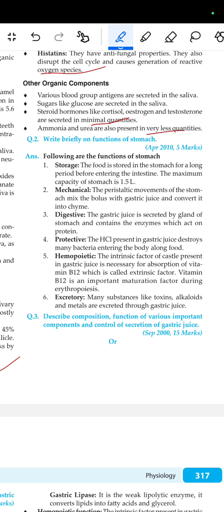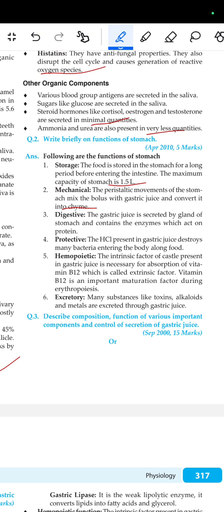Write briefly on the functions of the stomach. The following are the functions of the stomach. Storage: the food is stored in the stomach for a long period before entering the intestine. The maximum capacity of the stomach is 1.5 liters. Mechanical: the peristaltic movement of the stomach mixes the bolus with the gastric juice and converts it into chyme.